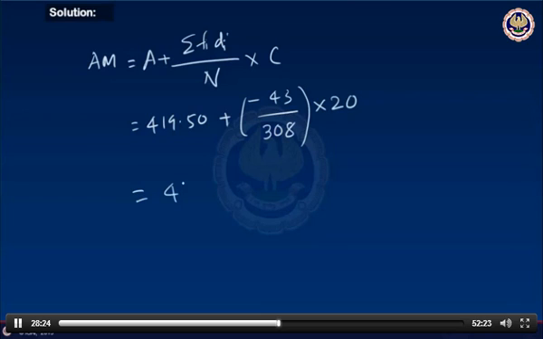We have to simplify this value: 419.50, this will be negative, and after simplification this will be equal to 2.79, which is 416.71. So the average for this value is 416.7.